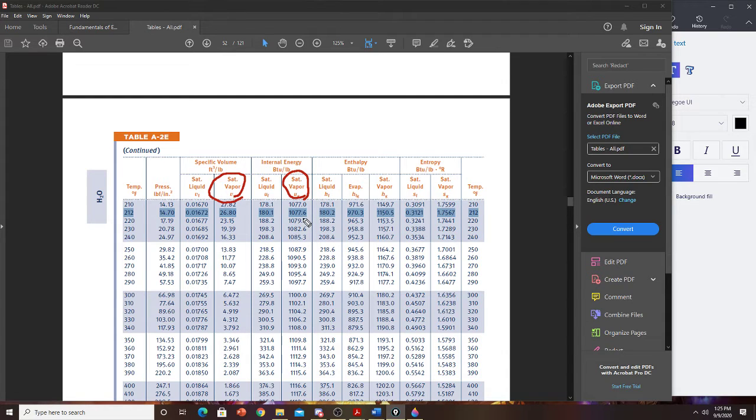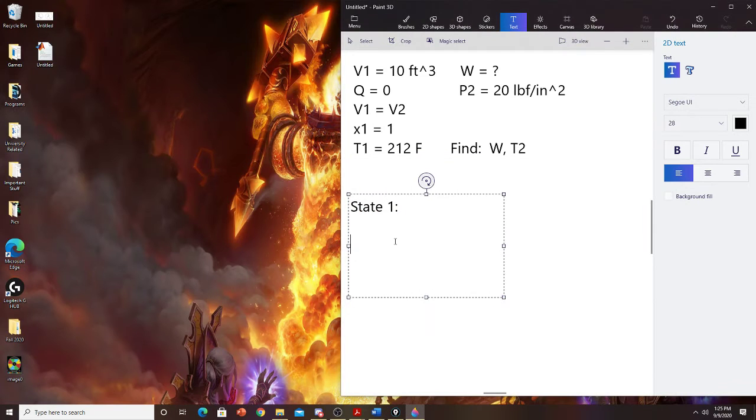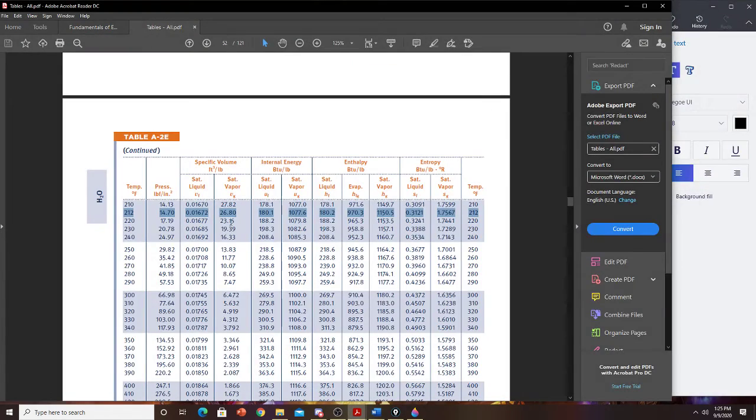So the two values that we are looking towards are these two, 1077.6 and 26.8. Those are our two. So I will go ahead and write those down. 1077.6, okay. So we have U1 is equal to 1077.6 kilojoules per kilogram. And we have little v1 was equal to, I don't remember, but I'm sure one of you might, 26.8.